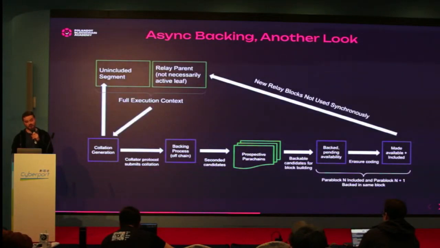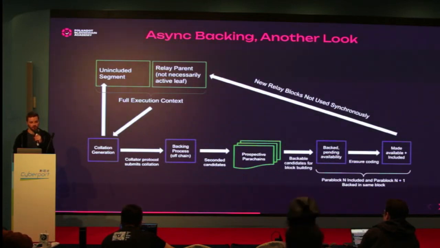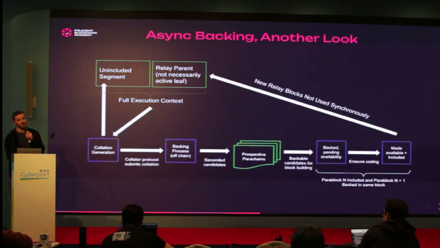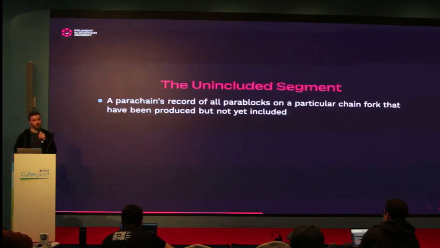And again, we have this feedback mechanism where new relay blocks are kind of scraped by collators. Collators see those, pull them off chain, and they don't necessarily use those relay blocks while they're fresh, or they don't have to. And then also the collator is now generating its own notion of candidates to build on top of, called the unincluded segment. We will get into exactly what that is just now.